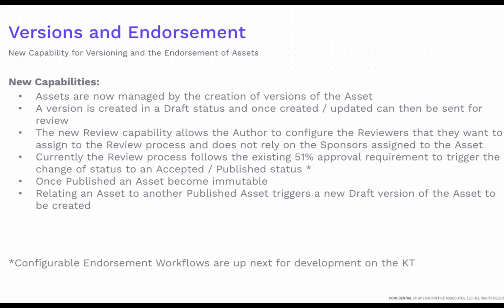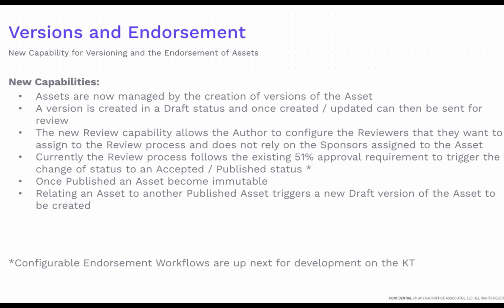Once published, that asset becomes immutable, i.e. it cannot be changed. So to change an asset further, you have to start a new draft or a new version, which will be created in that draft status. So a version being created in draft status, and once created, can then be sent for review. The new review capability allows the author of the asset to configure the reviewers that they want to review their asset. So rather than relying on sponsors, we now have the concept of a reviewer within the platform.